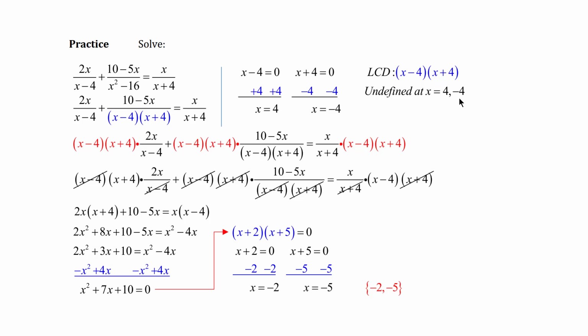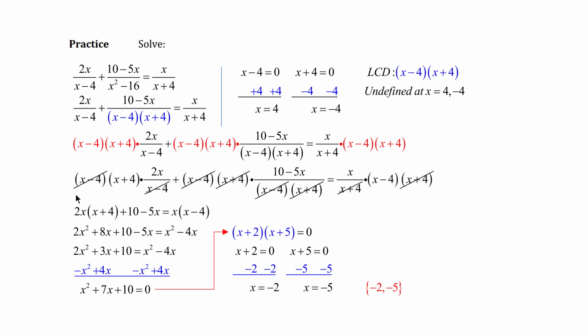Next, we get rid of all the fractions by multiplying by the LCD, which is parentheses x minus 4 times parentheses x plus 4. So we get parentheses x minus 4 times parentheses x plus 4 times 2x over x minus 4 plus parentheses x minus 4 times parentheses x plus 4 times 10 minus 5x over parentheses x minus 4 times parentheses x plus 4 equals x over x plus 4 times parentheses x minus 4 times parentheses x plus 4. Next, we simplify.